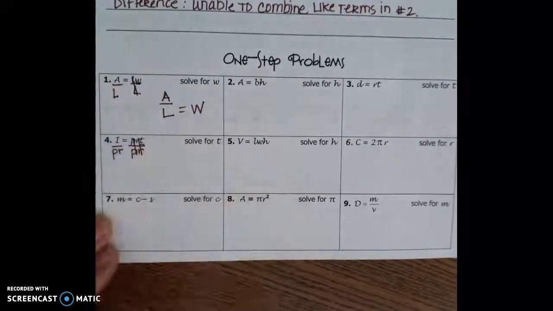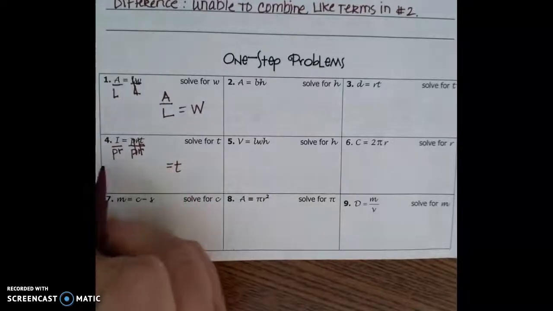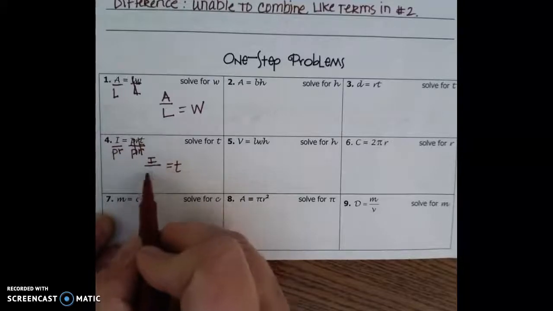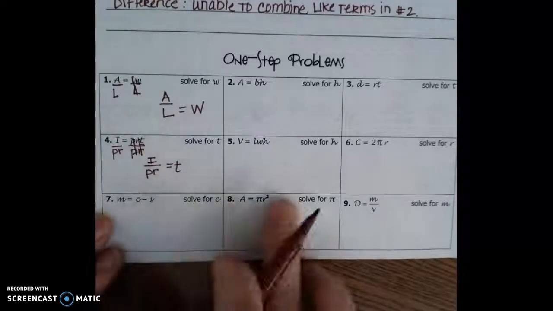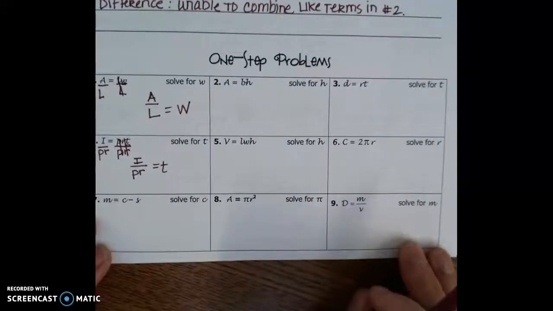On the right, they're canceling out, which leaves the t by itself. On the left, I divided by pr does not simplify because those are not like terms. So there's your answer, I divided by pr. Okay, 5 is almost the exact same kind of problem. So you would use the same process.